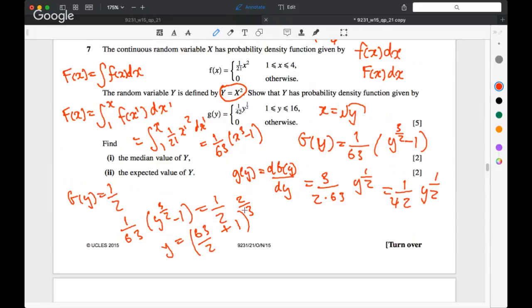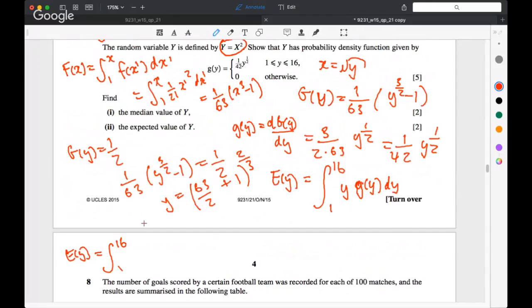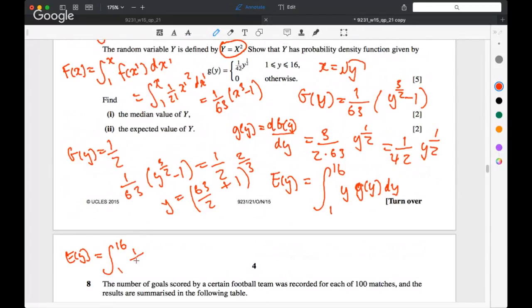And the expected value of y is just the integral over the range, from 1 to 16, of y times the probability of getting y, which is g of y dy. So what you need to do is this integral. Oh, probably go a little bit faster because otherwise we're going to run out of time. Where's the integral? 1 over 42, y to the power of 3 over 2, I think. Yes. So over 2 dy. If you do that integral, I think I got 341 over 35 or 9.74. Yep. Okay, cool. So we know how to do that one.